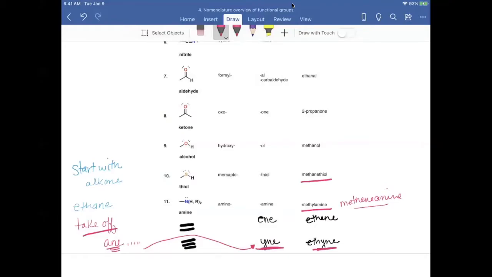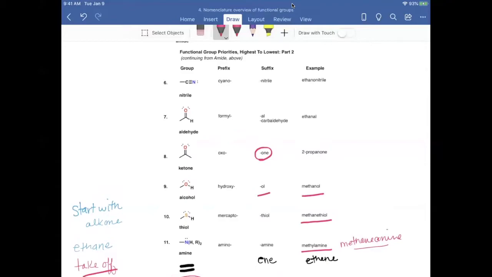If we have an alcohol on our compound, we take the E off of the alkane name and replace it with -ol. So this is methanol. If we have a ketone in our compound, we take off the E and we replace it with -one, and so that becomes propanone. If we have an aldehyde in our compound, we take off the E in the alkane name and replace it with -al. So this is ethanal.